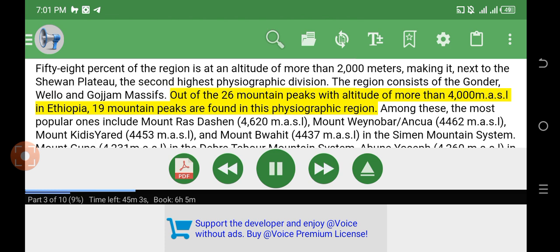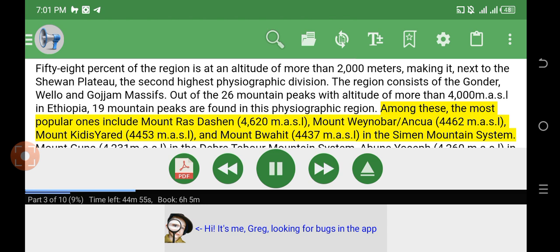Among these, the most popular ones include Mount Ras Dashen, 4,620 meters a.s.l., Mount Weynobar Ankwa, 4,462 meters a.s.l., Mount Kidus Yared, 4,453 meters a.s.l., and Mount Bwahit, 4,437 meters a.s.l. in the Simien Mountain System.